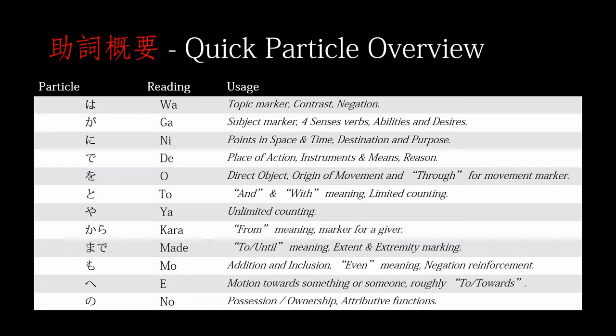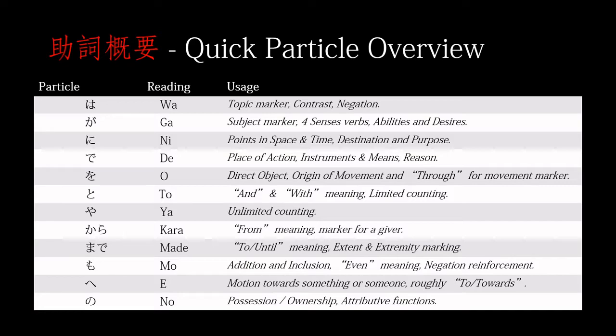After that we have kara and made. They usually appear in pairs, or they appear, of course, in their special usages as a singular appearance, because you can see here that kara has the from general meaning, and you can use that in both connotations of space and time, and it also marks a giver of something. After that we have made. It has the general meaning of to, until, and as you might have expected from it, it is used to mark certain extents or extremities.